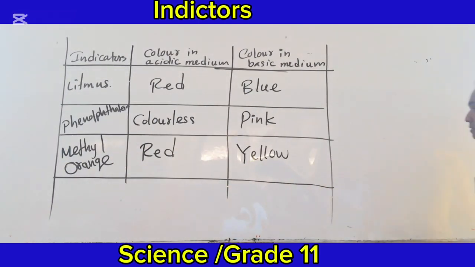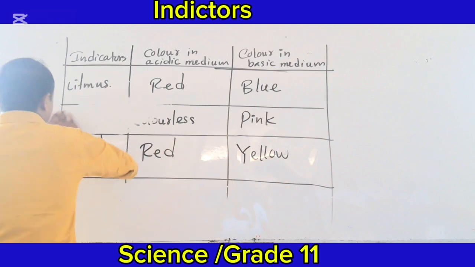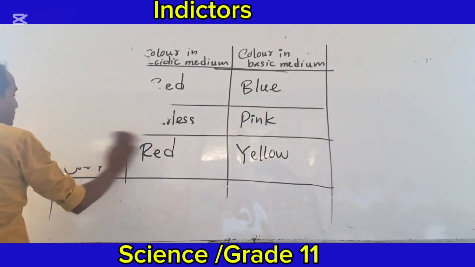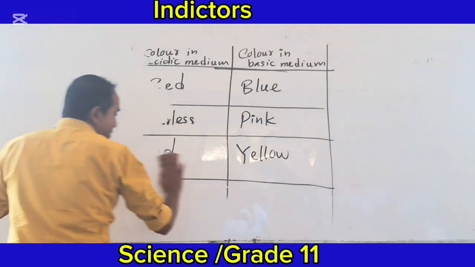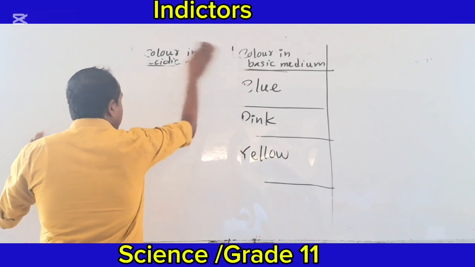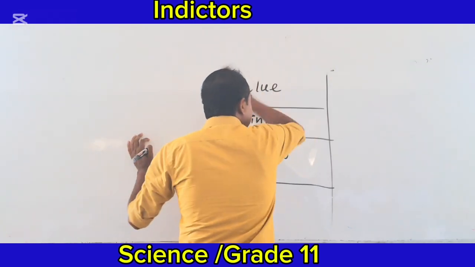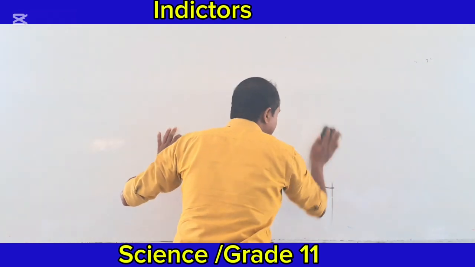Right. Then from this we can learn that litmus can be used to identify acids or bases. But pH papers can be used to identify the strength of the acidity or basicity.